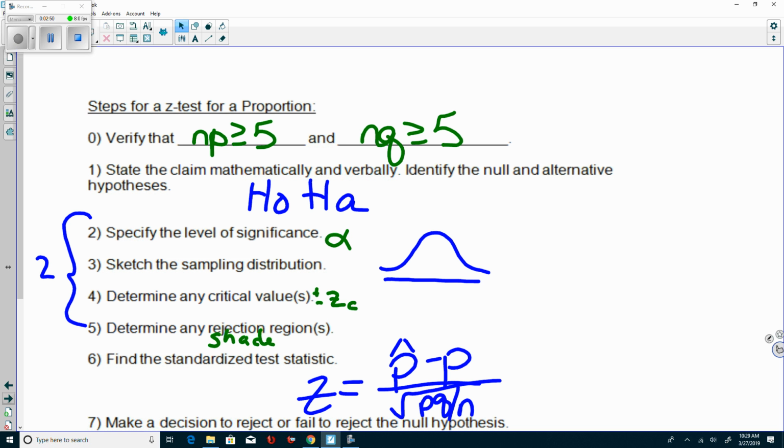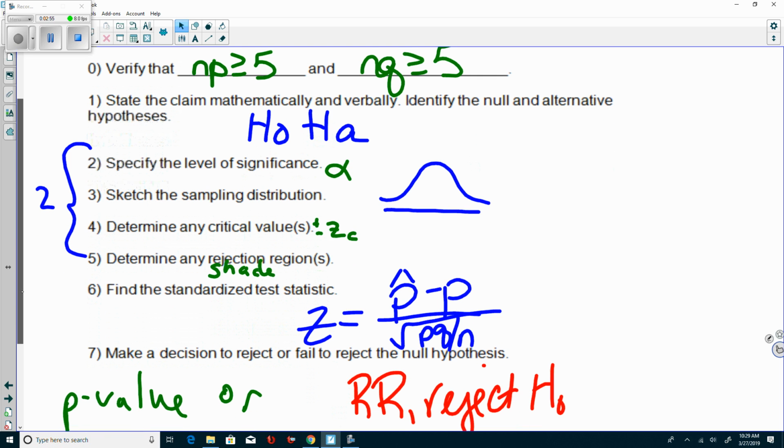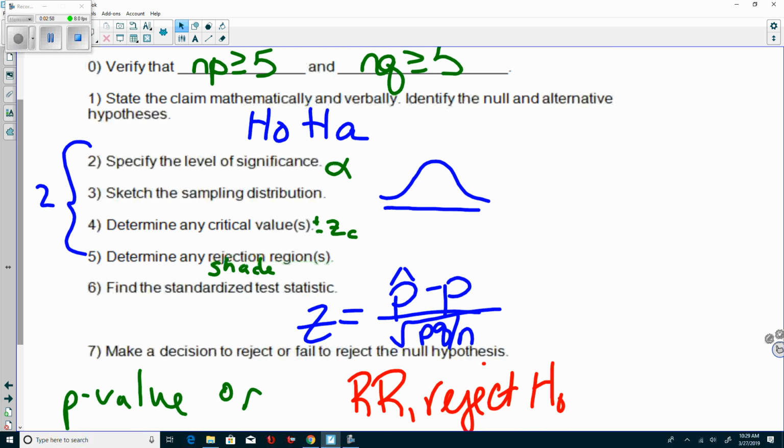So state the claim mathematically and verbally, got it. Null and alternate hypothesis. Step 2, level of significance. The key thing is to remember to use a Z critical value again, not a T. Make sure you determine the rejection regions, and remember, always shade away from the center. And then your standardized test statistic: p hat minus p, all over the square root of pq over n.